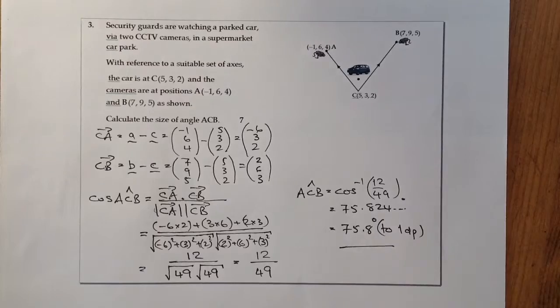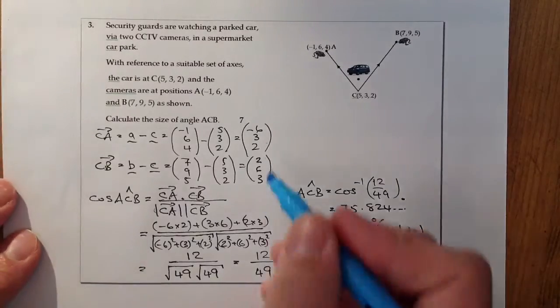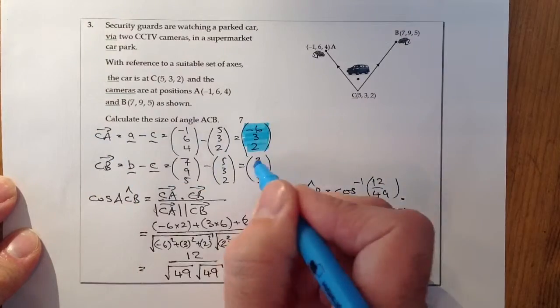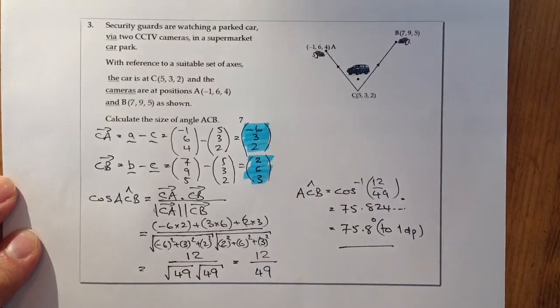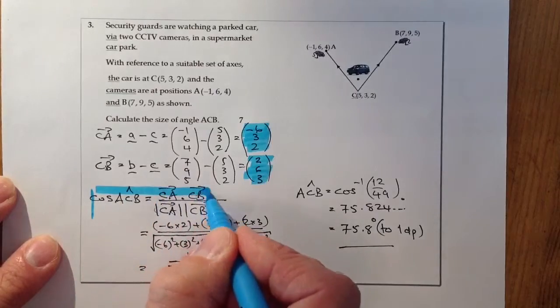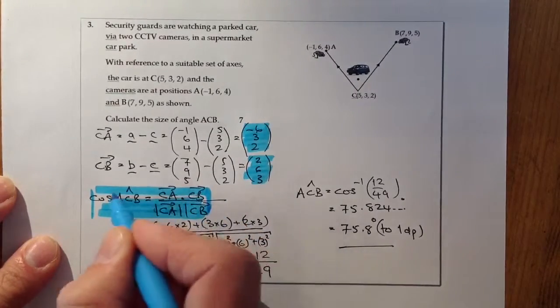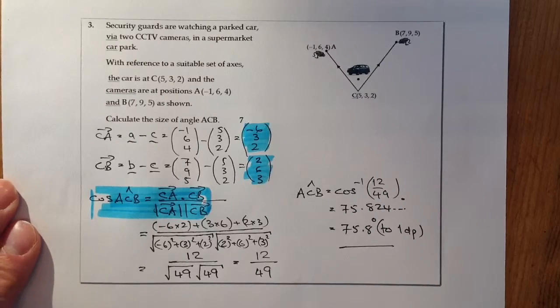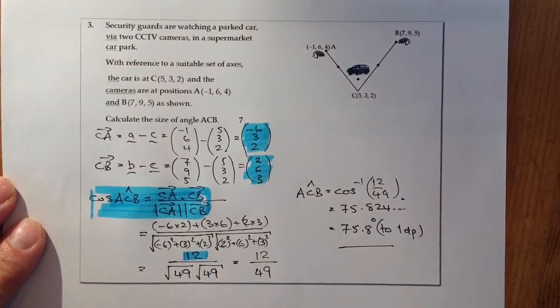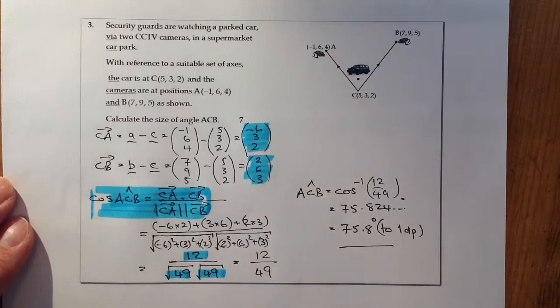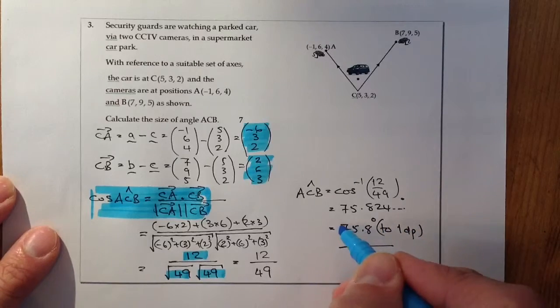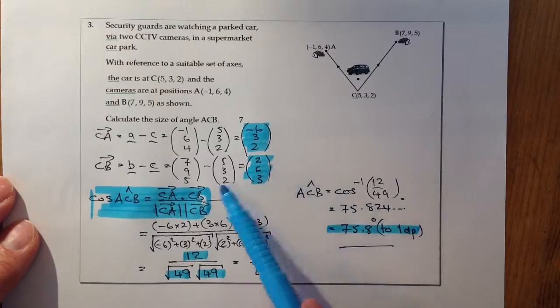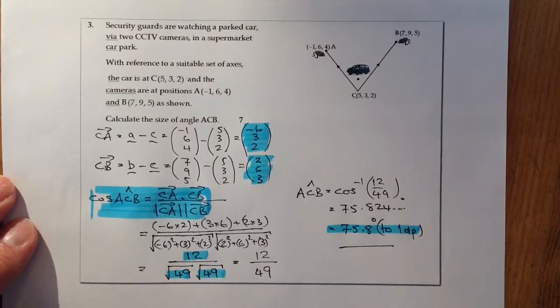Okay, marking for this one. There are 7 marks in total. We'll get 1 mark for working out the components of CA, 1 for the components of CB. I'm going to give 1 for setting up the formula correctly for working out the angle ACB. I'll go for 1 mark for getting the scalar product, the top line, and 1 mark for each of these, the 7 and 7 to give us the 49. And finally, 1 mark for the final answer. So that'll be 1, 2, 3, 4, 5, 6, 7, out of 7 marks.